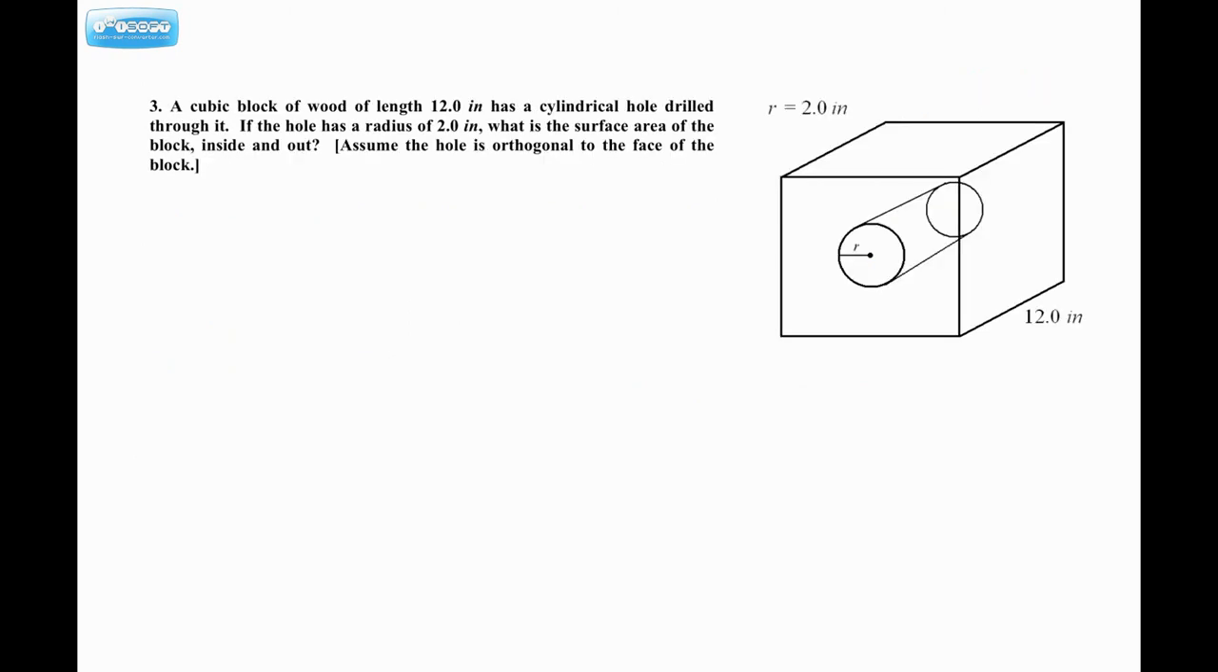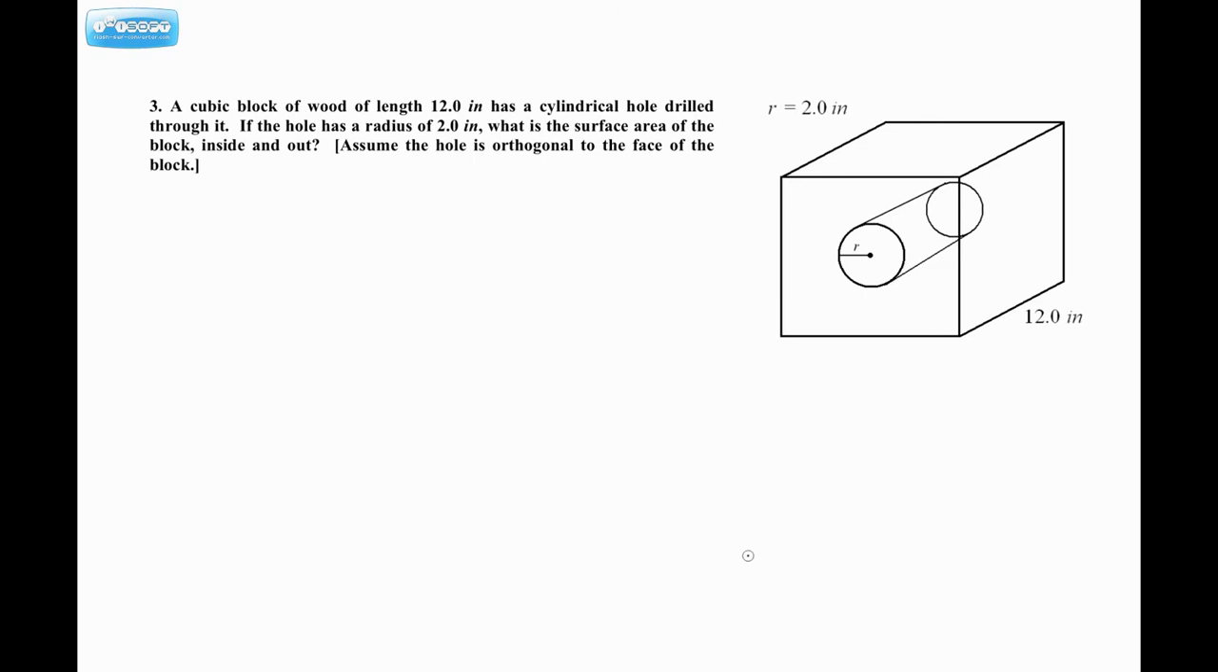Finally, number 3, a cubic block of wood of length 12 inches has a cylindrical hole drilled through it. If the hole has a radius of 2 inches, what is the surface area of the block inside and out? Assume the hole is orthogonal to the face of the block.